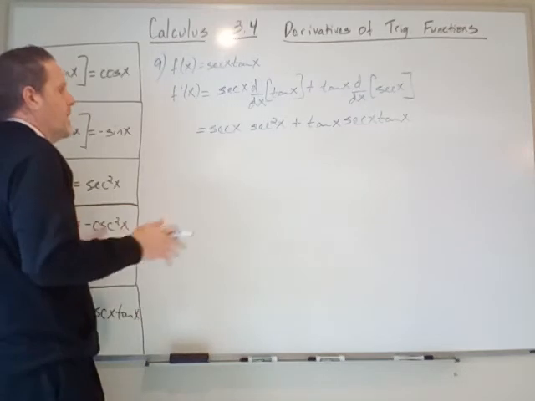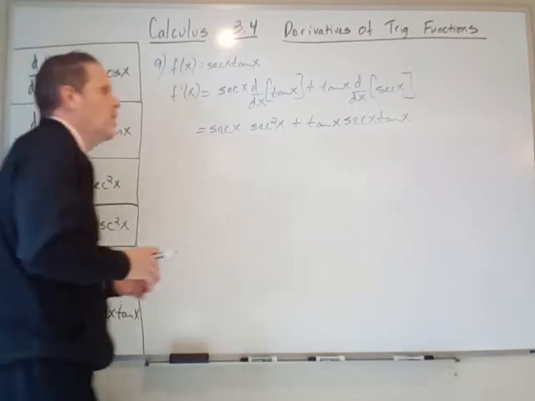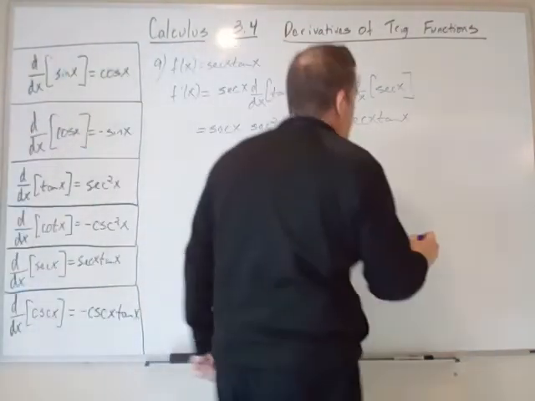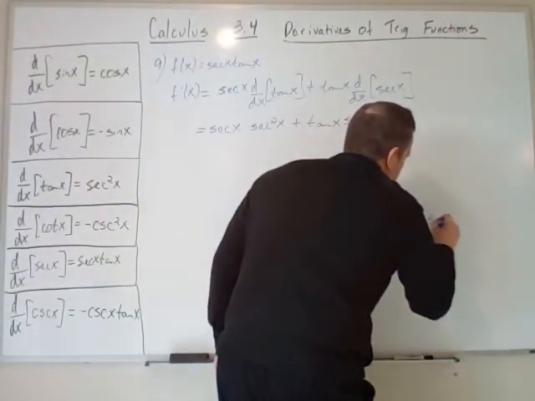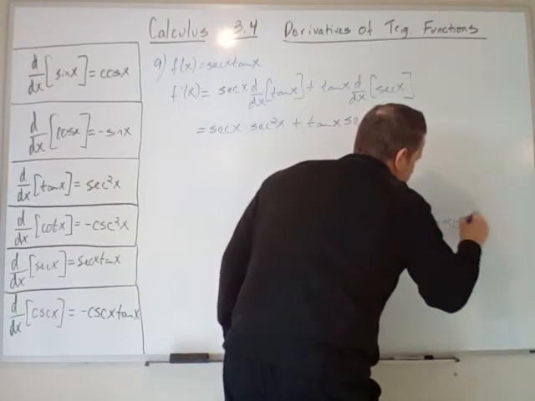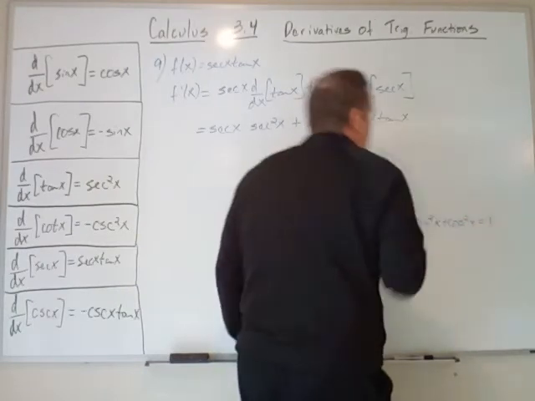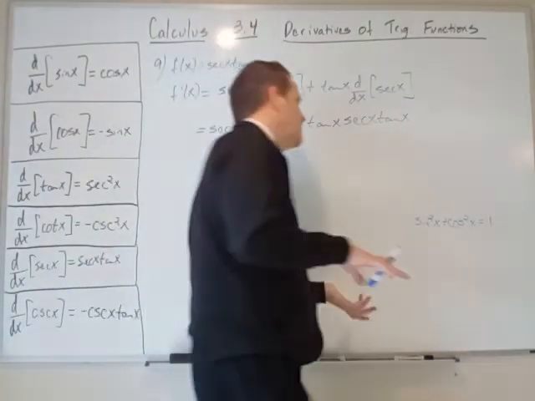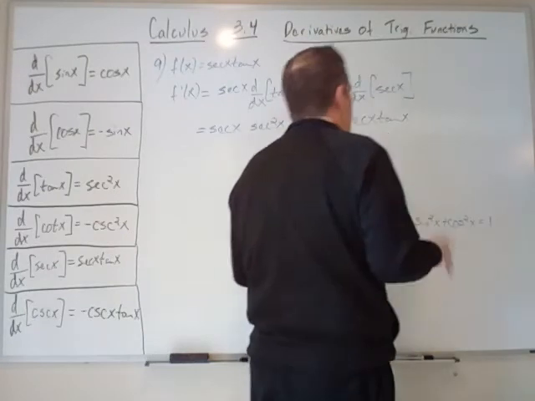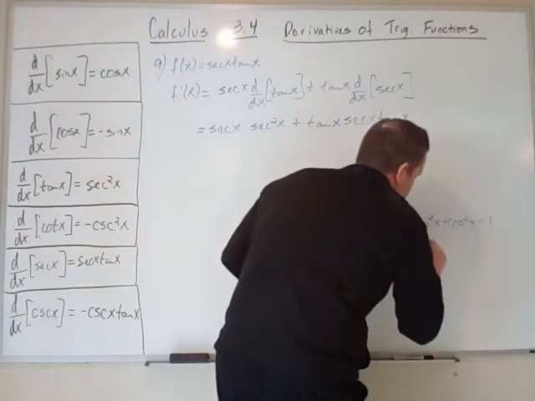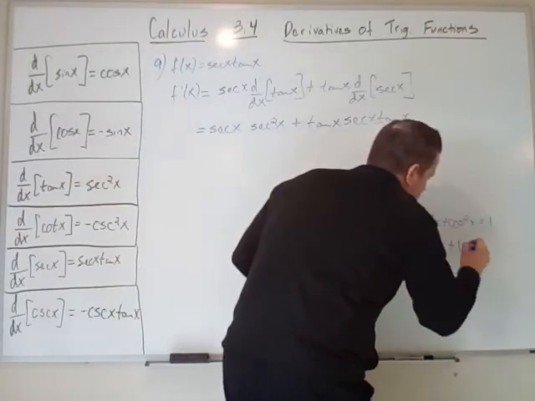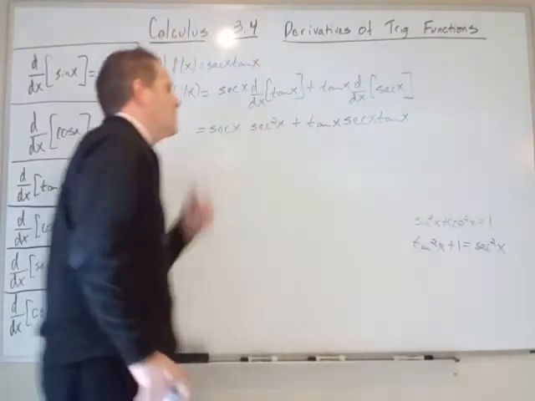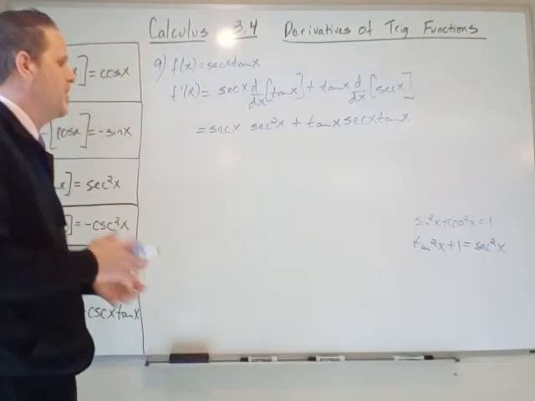And at this point, I may not remember one of the fundamental Pythagorean identities. So I know the sine squared plus cosine squared equals 1. And secant has cosine in the denominator. So if I divide through by cosine, then I get tangent squared x plus 1 equals secant squared x. Okay, so what that means is I'm kind of looking for that a little bit here.